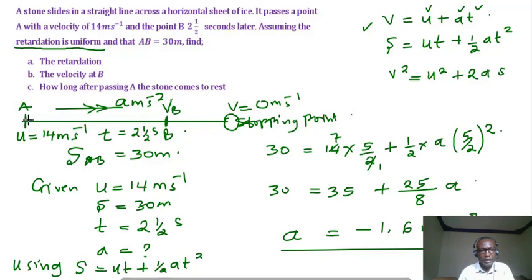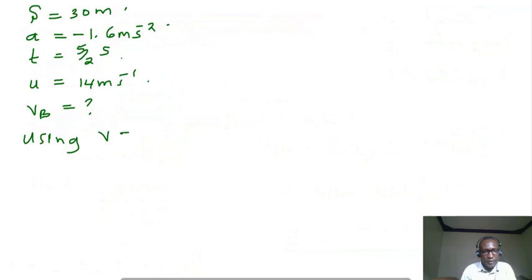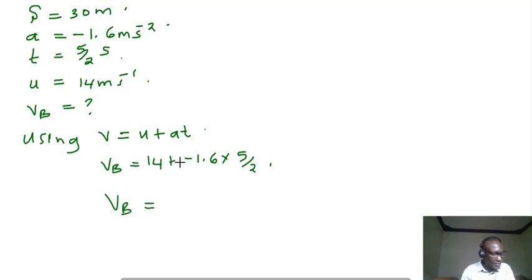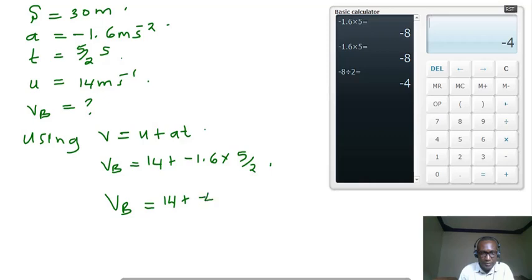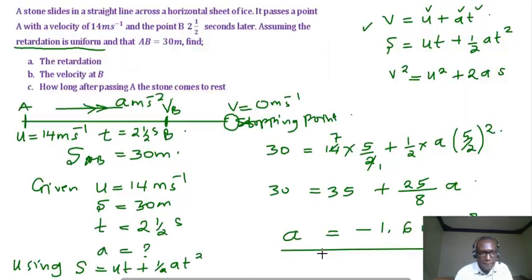If we are looking at this line segment a, b, using v equal to u plus at, we shall have v at b being equal to u, which is 14, plus negative 1.6 times our t, which is 5 over 2. So velocity at b, if you simplify this, 14 plus negative 4. At the end of the day, velocity at b is going to be equal to 10 meters per second. And we are done. Part C.